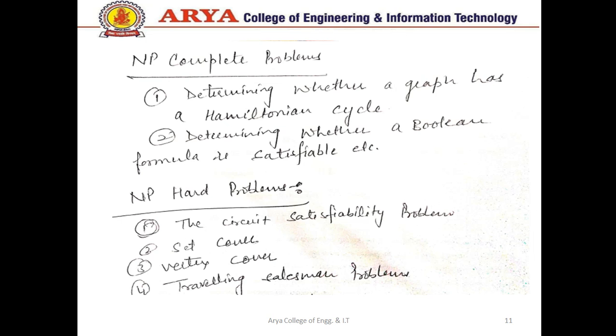Next are NP complete problems. Number one is determining whether a graph has a Hamilton cycle or not. Second is determining whether a Boolean formula is satisfiable or not. Whereas NP hard has a number of problems. Number one is the satisfiability problem. Second is the set cover problem. Third is the vertex cover problem. And fourth is the traveling salesman problem. We will solve all these problems in the coming lectures one by one.